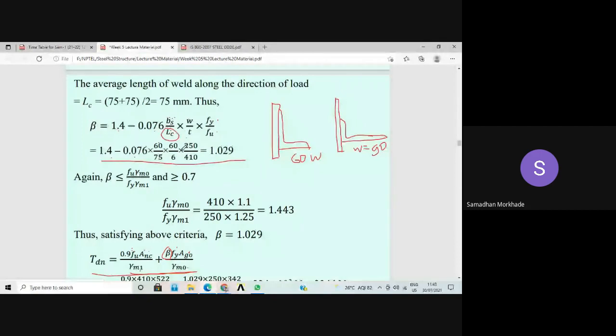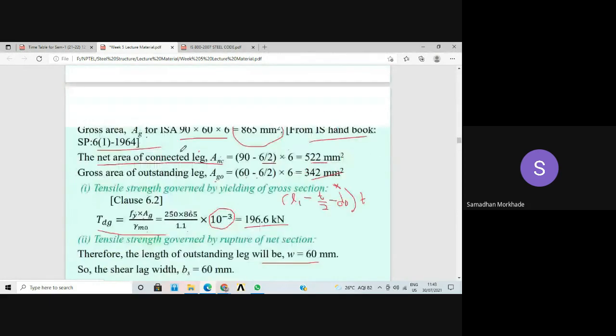Now LC, this is the major difference in case of welded connections. LC, length of connection. Yesterday we discussed that in case of bolted connections, length of connection means center to center distance between first and last bolt, or otherwise number of pitches. Now in case of welded connections, what do we have to do?